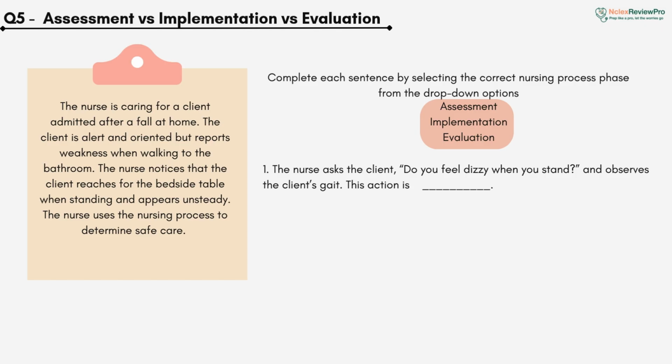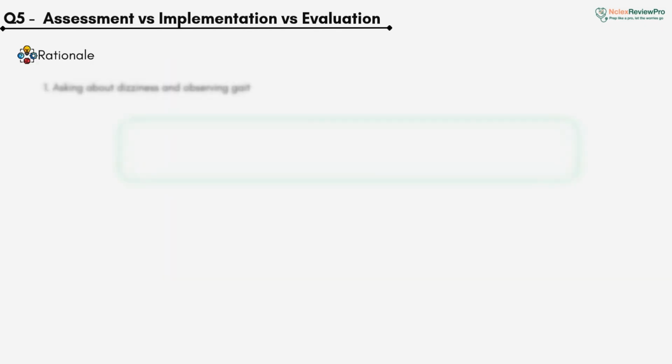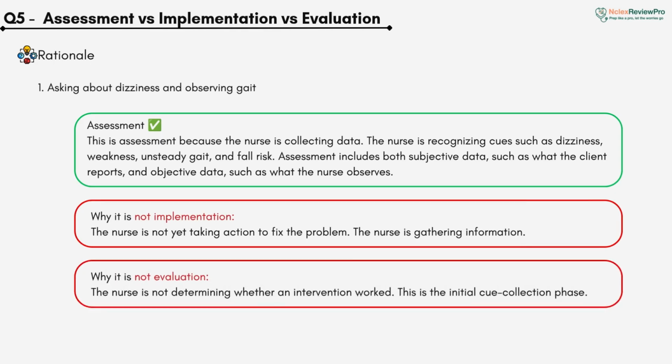Correct answer is assessment. The nurse is collecting data. Asking about dizziness gives subjective data because it comes from what the client reports. Observing the client's gait gives objective data because it is what the nurse sees. The nurse is recognizing cues related to fall risk, such as dizziness, weakness, unsteady gait, and unsafe mobility.